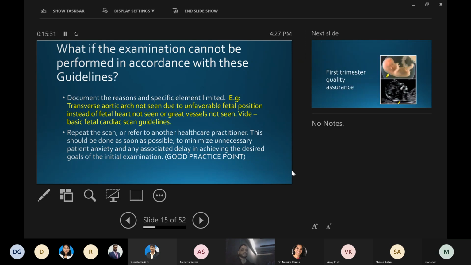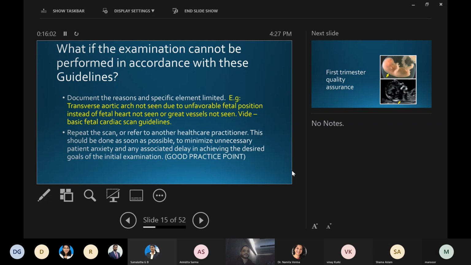So what if examination cannot be performed in accordance with these guidelines? We are going to discuss today what are the international guidelines for scanning the anti-scan and the anomaly scan. There are many other things which we'll be discussing at a later stage. So today we are starting with the anti and anomaly. This I'm telling to some people here who have joined just now, so that they'll get an idea what we are discussing.